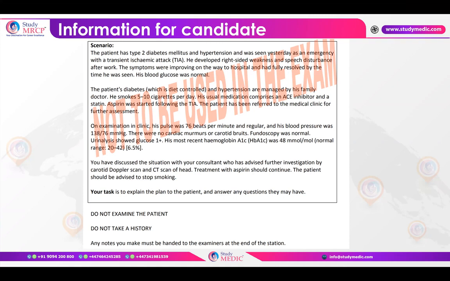For driving, I think you need to discuss with the DVLA. But I advise you not to drive for now, until we get you through the investigations, because we need to take a CT scan of your head also, to see if you have any blocks in the vessels supplying blood to the brain. We need to do that before I can tell you anything regarding driving. I will inform the DVLA regarding your condition, and after that we can decide whether you will be able to drive or not, Mr. Dev.